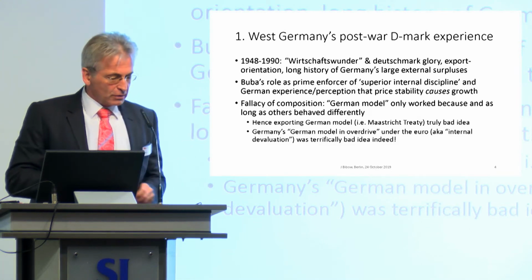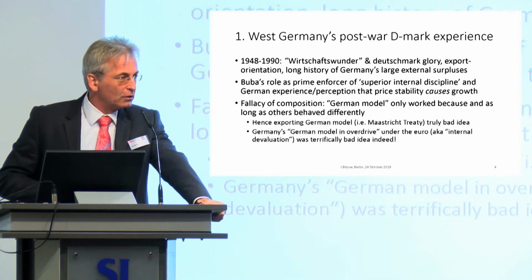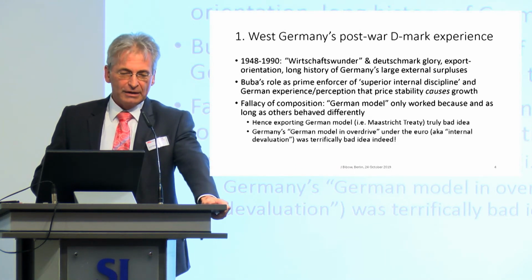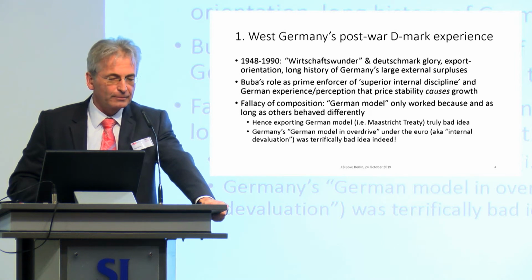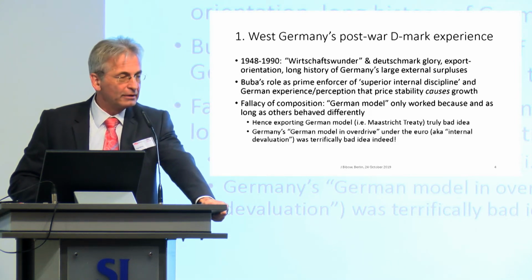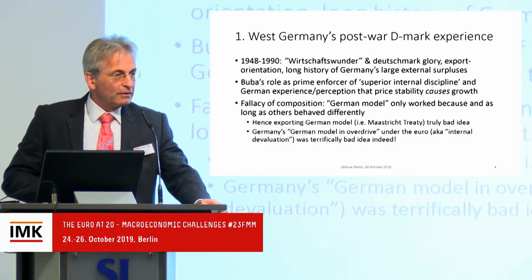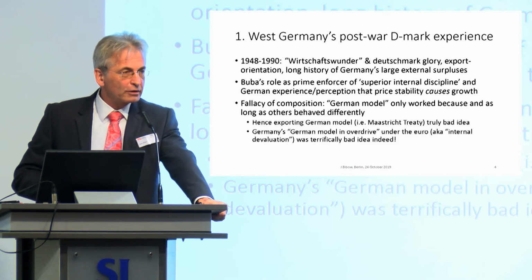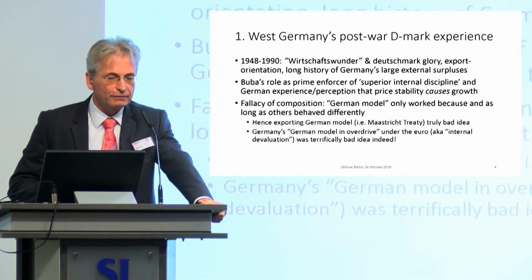So in talking about West Germany's post-war history under the Deutschmark, 3 points. First of all, Germany has a long history of running current account surpluses. It's kind of structurally entrenched, it seems. And this is related to the German model and part of the Deutschmark nationalism, part of the Wirtschaftswunder, economic miracle. Secondly, what was the Bundesbank's role in all this? And I will emphasize the Bundesbank's part was to act as the enforcer of superior internal discipline. Thirdly, I will point out a fallacy of composition in exporting a model that worked for Germany under peculiar historical conditions and exported to Europe when those conditions were not fulfilled.